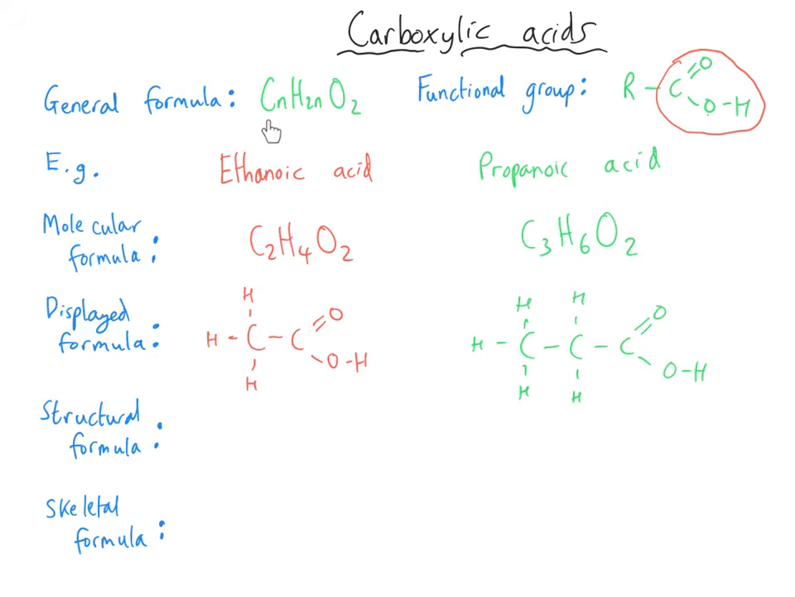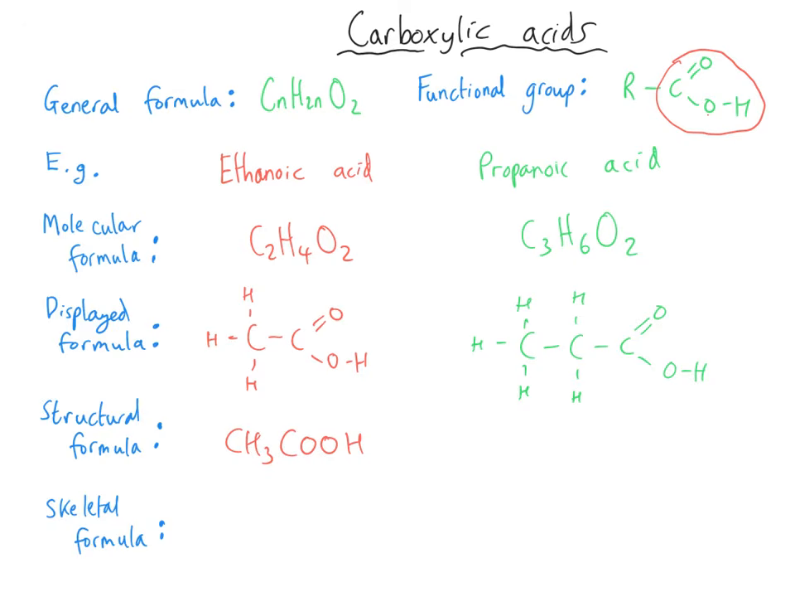And carboxylic acids have the same beginning to their general formula as an alkene does, so double the number of hydrogen as you've got carbon, but then this time there are two oxygens in the functional group. So if we consider ethanoic acid, C2H4, double it, and then your two oxygens. The displayed formula is shown there. Structural formula CH3COOH. That's how you write the structural formula for a carboxylic acid.